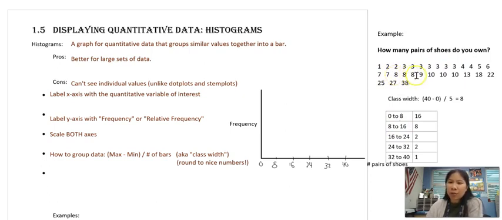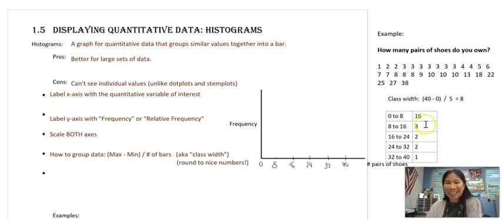And then for my second bar, 8 to 16, I went from 8 all the way up to the numbers that fit up to 16, so the 16 does not get included. Up to 13, there were 8 of them. Then 16 to 24 was only the 18 and the 22. Then 24 to 32 was only the 25 and the 27. And then 32 to 40 was just the 38. So there is my frequency table.